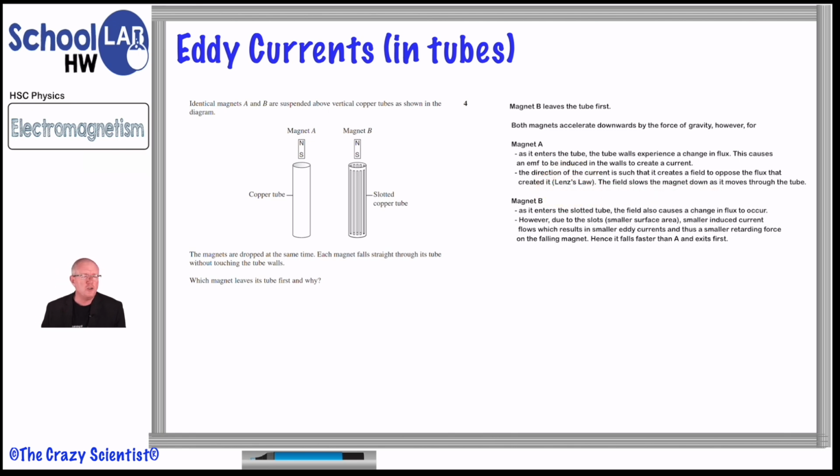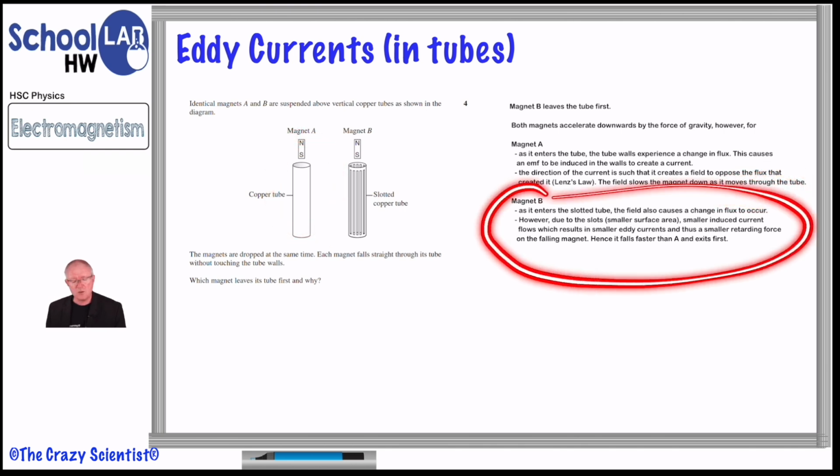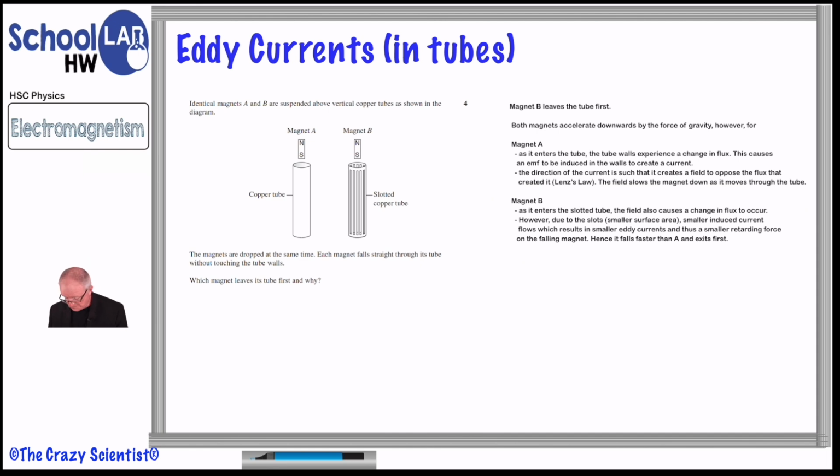So it's nothing new that we have seen before. Just make sure you're showing those links. As this happens, that causes that, which causes that, etc. And then link it back to how fast it moves through the tube. The second one is the one which of course goes faster.